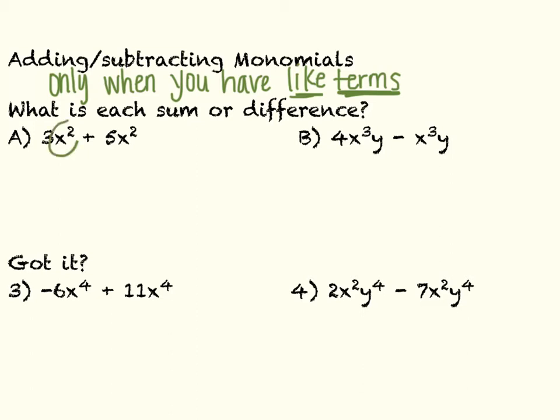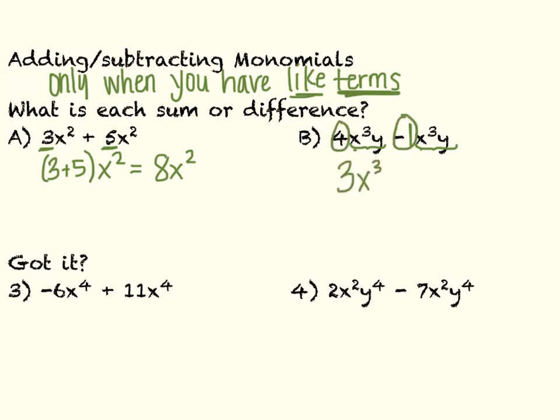So on A, x squared and x squared means that they are alike. If I have 3 x squareds and then I add 5 more x squareds to it, how many do I have? 3 plus 5 is 8x squared. And then B, I've got x to the third y, and then x to the third y, so those are like terms. So I can subtract them. What's understood to be there, if there's not a number in front of the term, it's 1. So what's 4 minus 1? It's 3, and that's x cubed y.